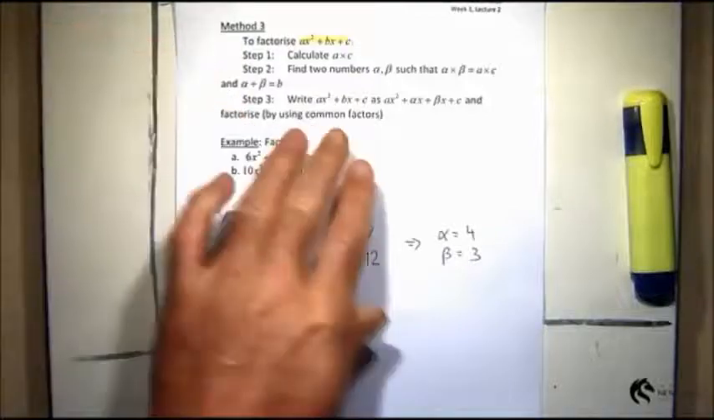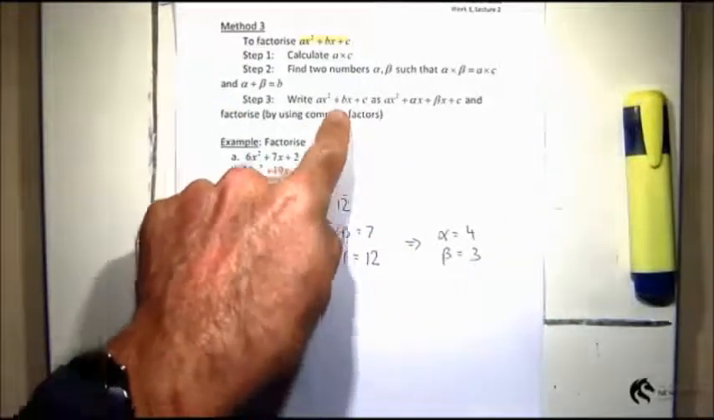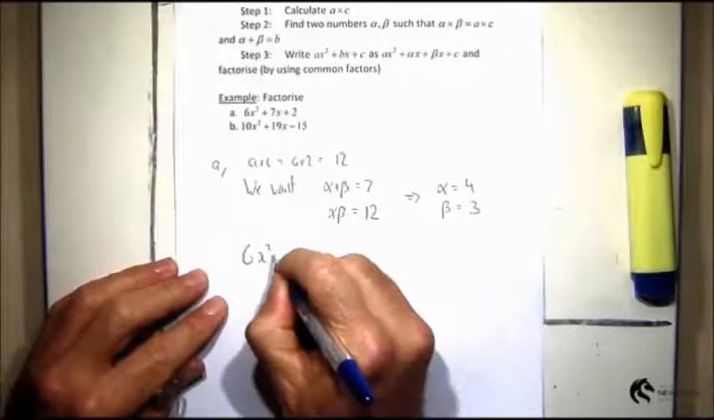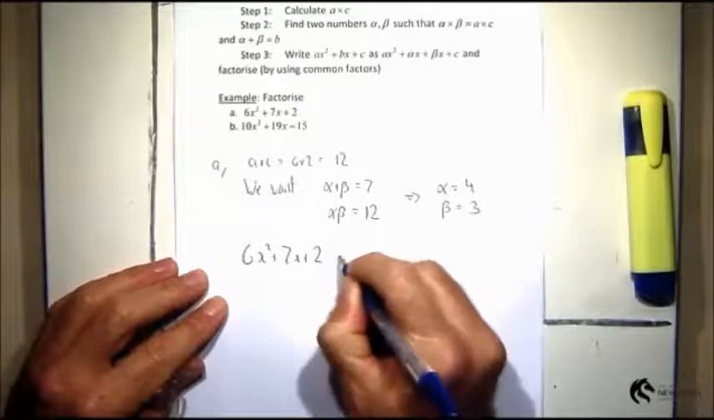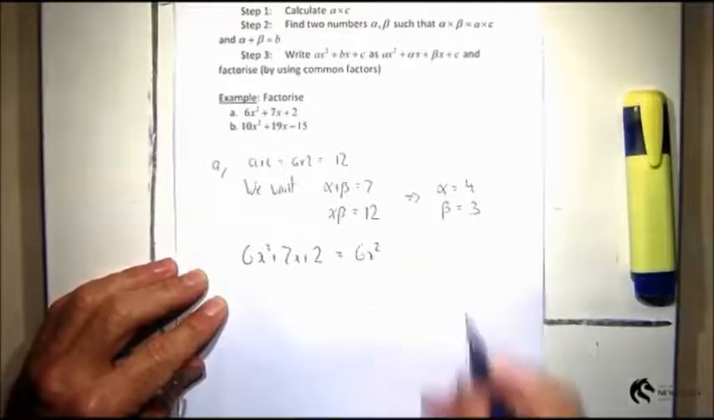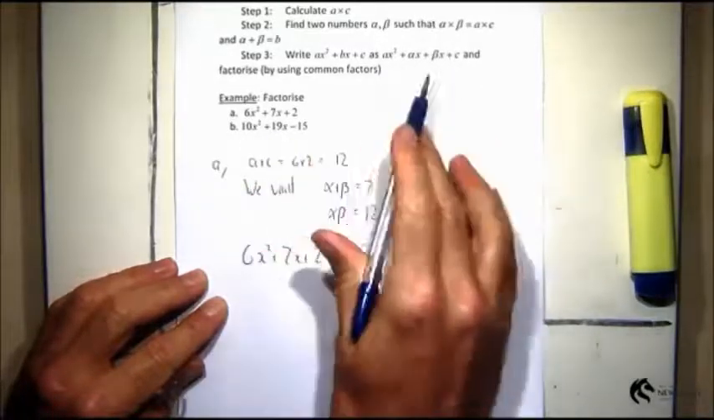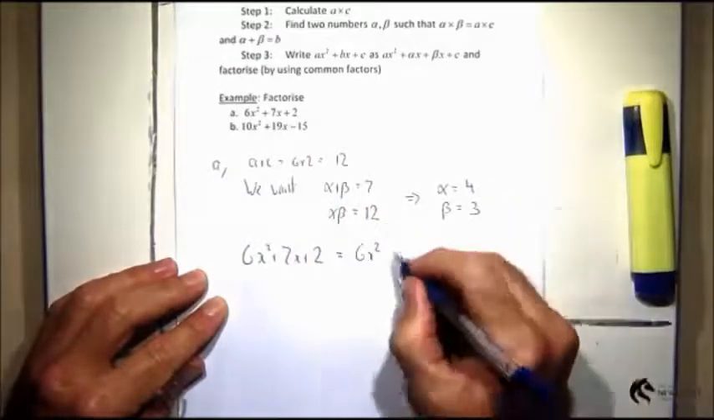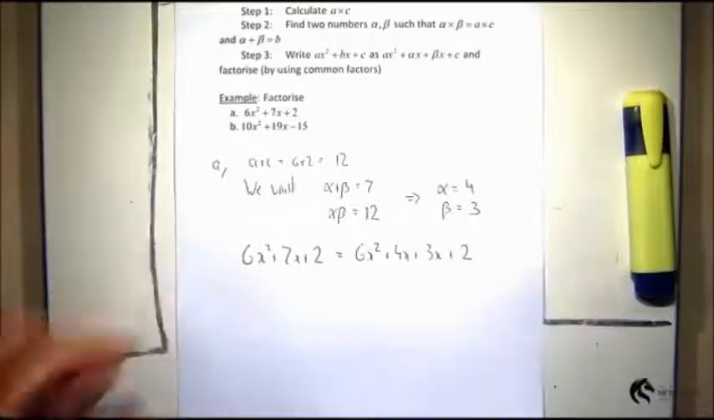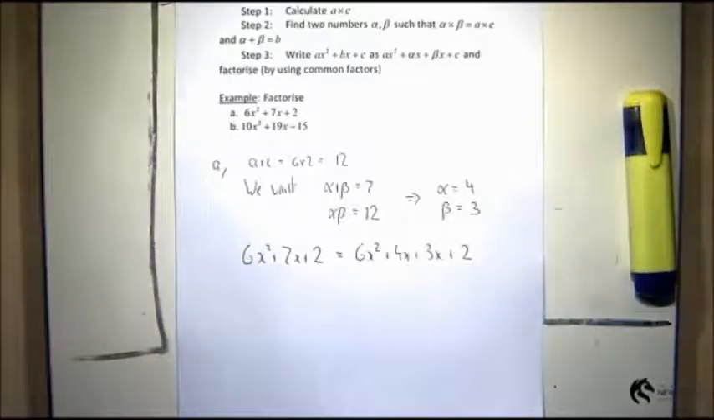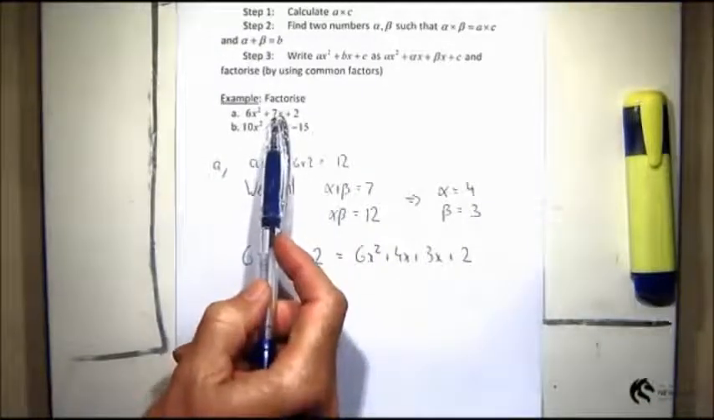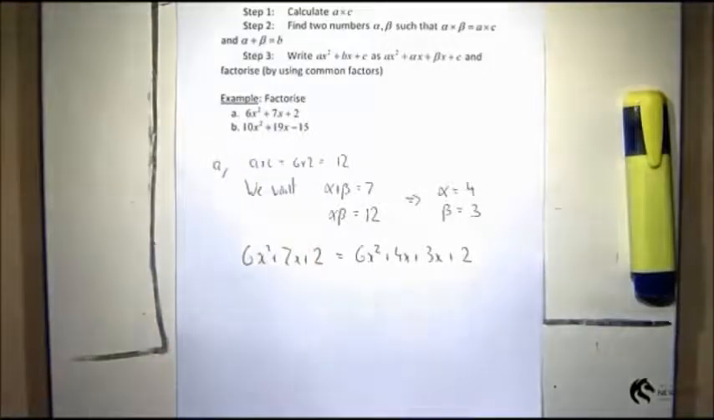Step 3 says, now write your quadratic in this fashion. So here, I'll go through and do it. Therefore I've got 6x squared plus 7x plus 2. And it says write it as 6x squared, so you leave that the same. And then you write your 7x as 4x plus 3x. So you go plus 4x plus 3x plus 2. So we've made use of the alpha and the beta to split up the middle term, the 7x. So I split it up into 4x plus 3x.